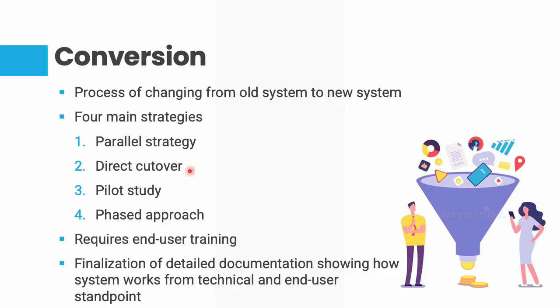And the second one is called direct cutover. This is the risky big bang approach. On a specific day, you turn the old system off and immediately turn the new system on. It's like moving all your furniture in one day. It's very fast, it's very cheap, but if the new system has a problem, you have a big crisis.